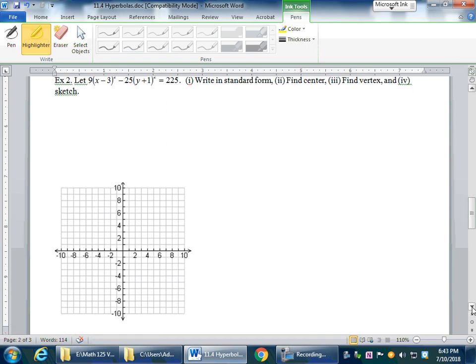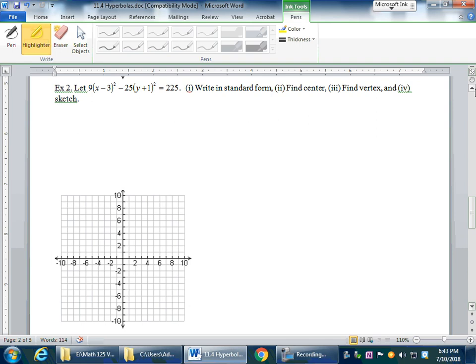So in this example, first I'm going to try to make the right hand side of the equation equal to 1. So I divide both sides by 225. So this will be 9(x minus 3) squared divided by 225, and then minus 25(y plus 1) squared divided by 225 equal to 1.